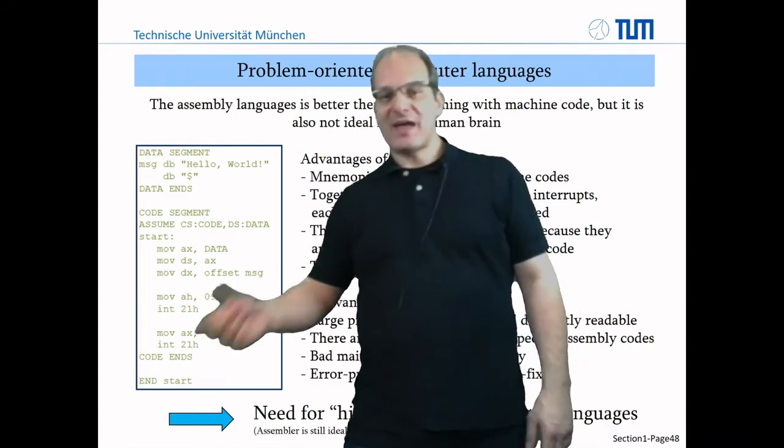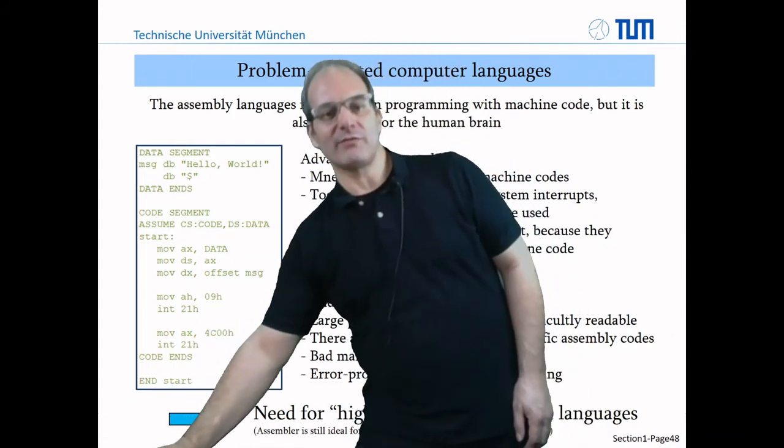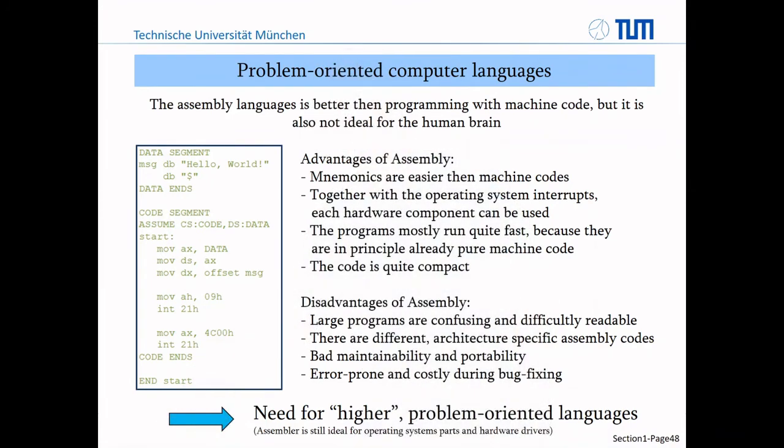What are the advantages and the disadvantages of our current situation of programming? So we have assembly, which are the mnemonics. So assembly is an easy representation of machine code. Together with the operating system, with this interrupt, with the hardware components, we can use it. So we have to adapt it to the specific machine code. The code is quite compact, so it's just what really runs on your hardware. But there are big disadvantages.